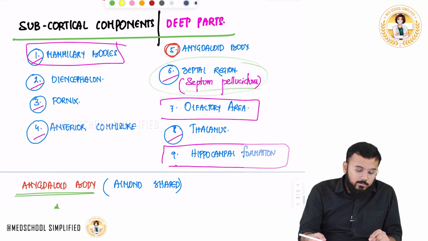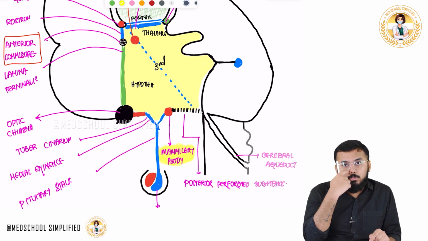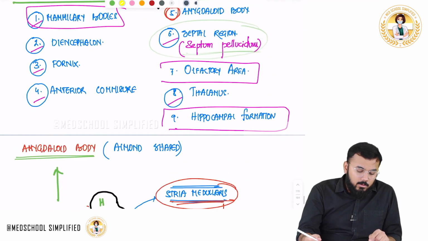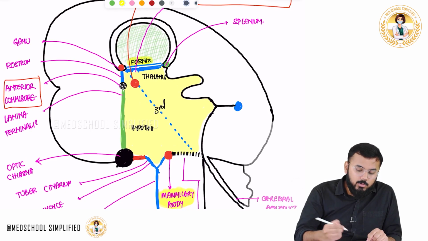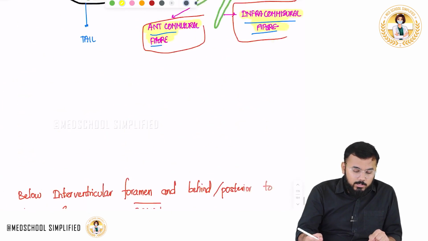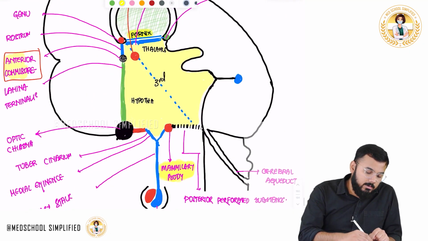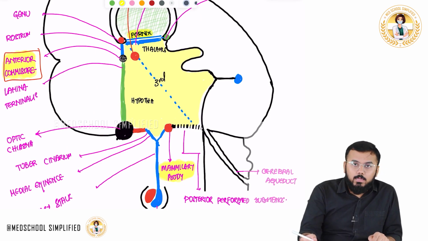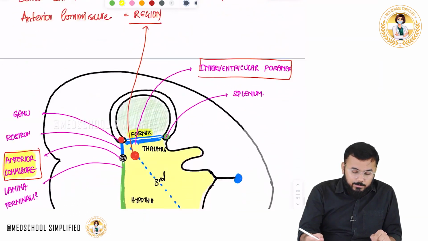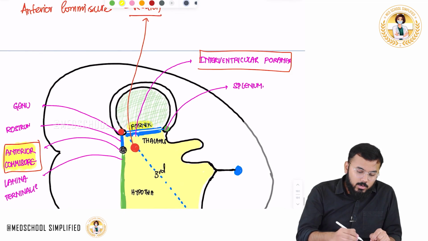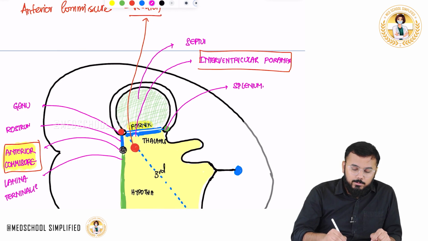After that, next we have the diencephalon. Where is this diencephalon? This entire yellow shade I have done over here is what is called the diencephalon. Next, the fornix. Where is the fornix? See, this particular part over here is your fornix. Next, after the fornix, we have the anterior commissure. Where is your anterior commissure? See, this is your anterior commissure. After that, next we have the septal region, which is called the septum pellucidum. See, this part over here, this entire shaded part, is your septum pellucidum.